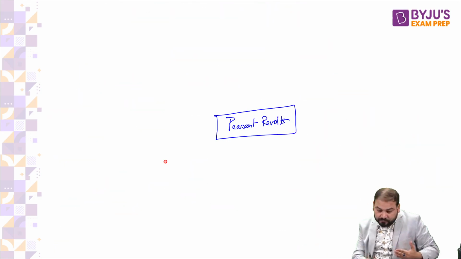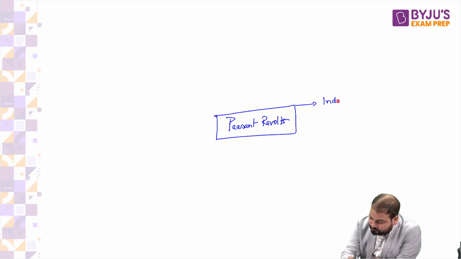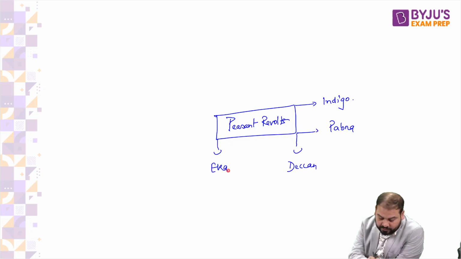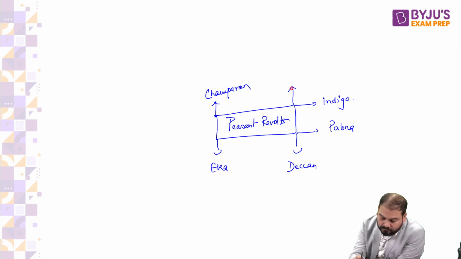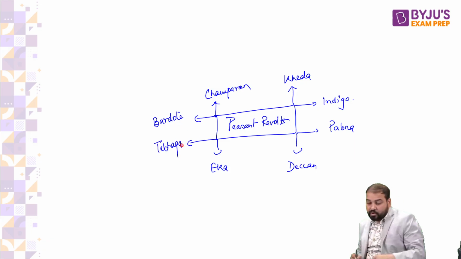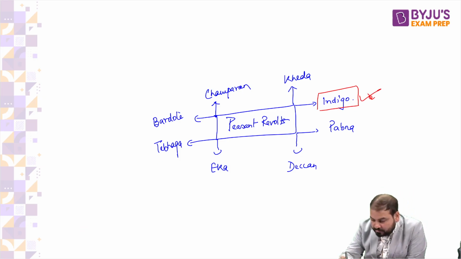Today we only did Indigo Revolt. Tomorrow we will start with Pabna. We will go to Deccan. We will go to Eka, Champaran, Kheda, Bardoli, Tibhaga. All of you, all these peasant revolts we have to study. This we did today.